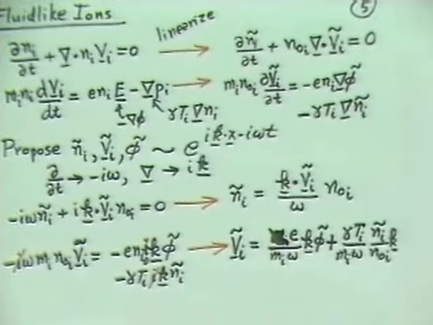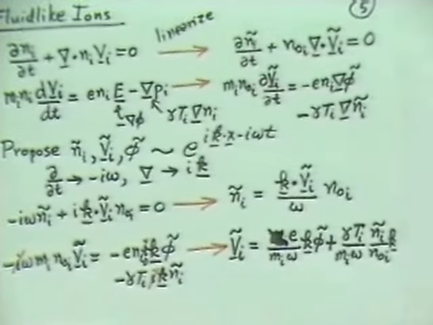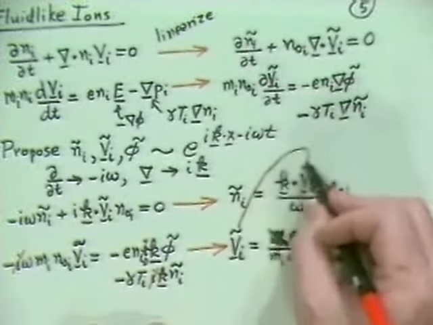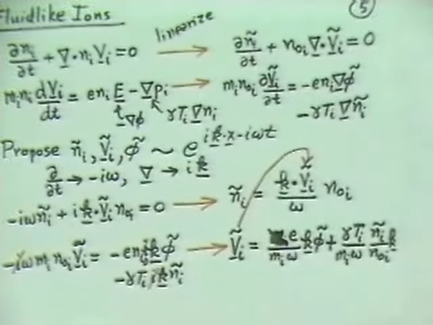Okay. So what now happens? We now have to substitute this perturbed ion flow into the perturbed ion density. So let's just do so.